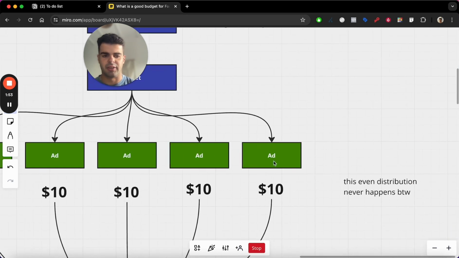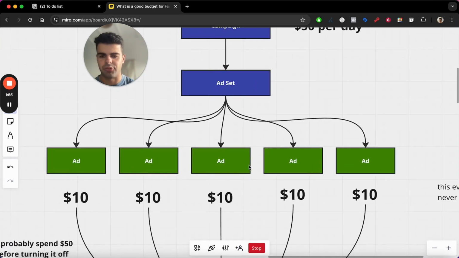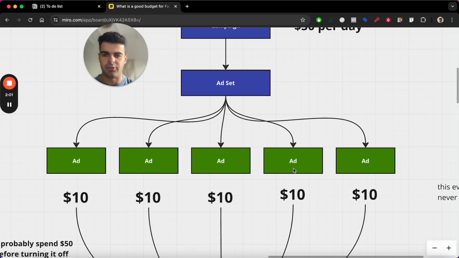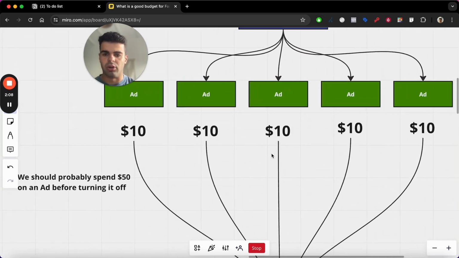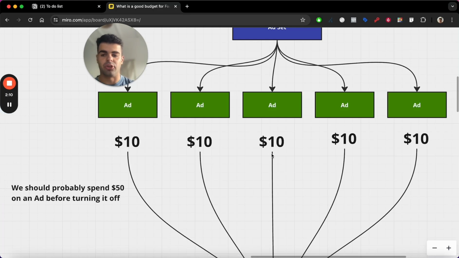You can see here that this even distribution never happens. You're never going to see every single ad spend the exact same amount per day, and especially not over 3 or 4 days. They're all going to spend a varying amount. But if we go off our rule that we made before, that you should be spending at least 2 times your CPA per day, well, in order to know if an ad is profitable or if it's going to work, we should probably be spending 2 times our target CPA on each ad as well.